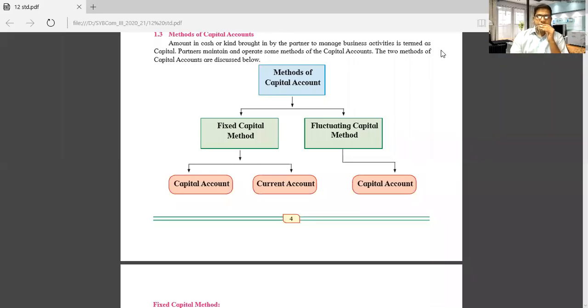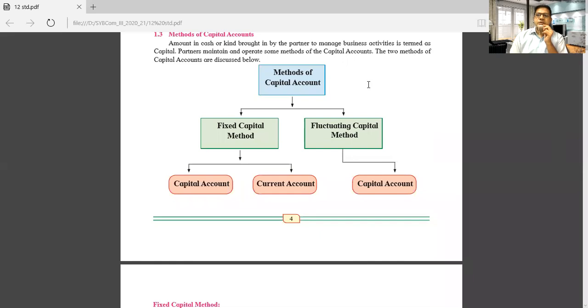Friends, today we are going to learn a different concept under the partnership form. Here, capital is divided into two categories, and our partnership firms follow any one method to show the effects of the capital in their balance sheet. That is what we are going to learn today: the methods of capital accounts.